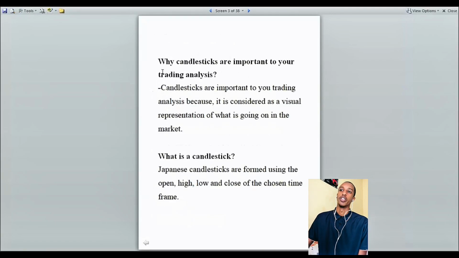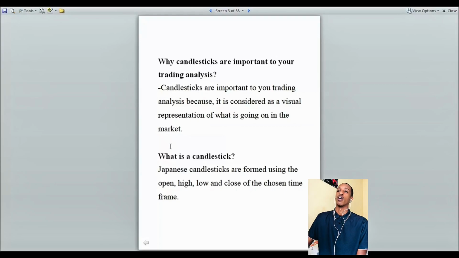So there are two questions here that anyone can ask themselves. Why are candlesticks important to your trading analysis? The answer is that candlesticks are important to your trading analysis because they are considered a visual representation of what is going on in the market.